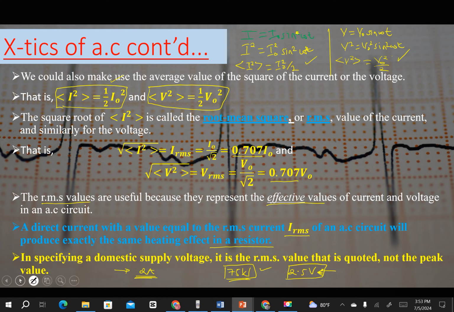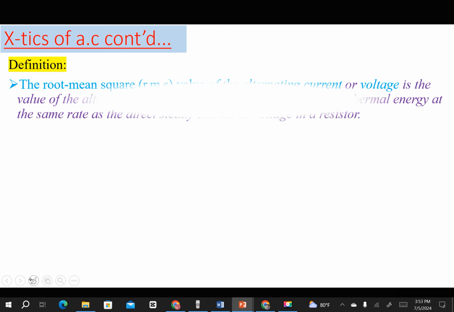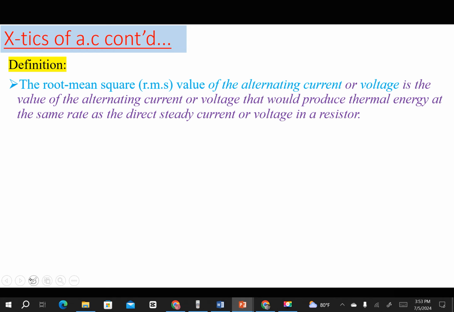Definition. Many times you open the past papers and you find a question asking you to define root mean square value. So what do we mean by the root mean square value? It could be the root mean square value of current or of voltage. The root mean square value is the value of the alternating current if the examiner has asked about current, or the value of the alternating voltage if the examiner has asked about voltage.